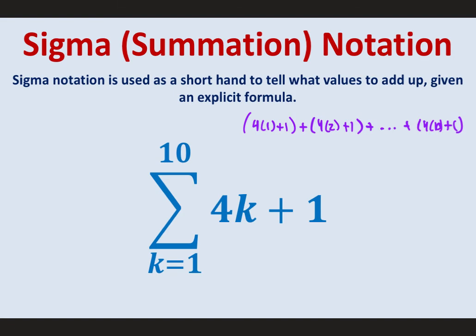And you'll do that all the way up until you do 4 times 10 plus 1. You'll add those all up, and that is the series from 1 to 10 for that specific sequence, for that specific formula, or that explicit formula for a sequence. So this uses what's called sigma notation.